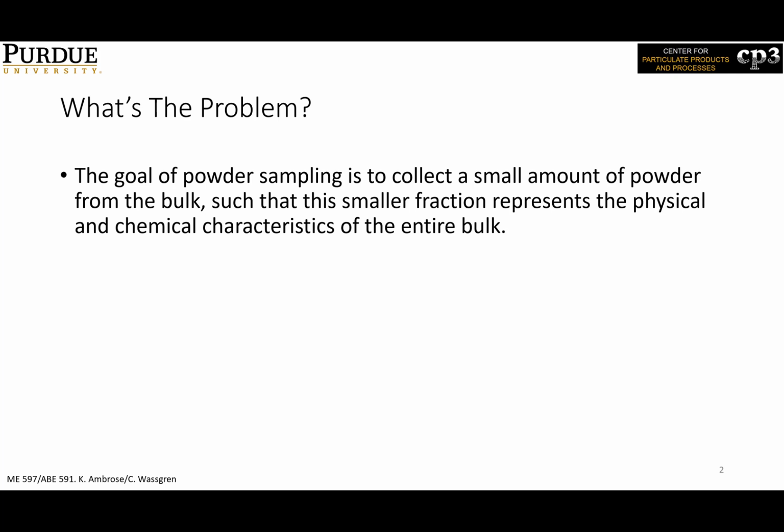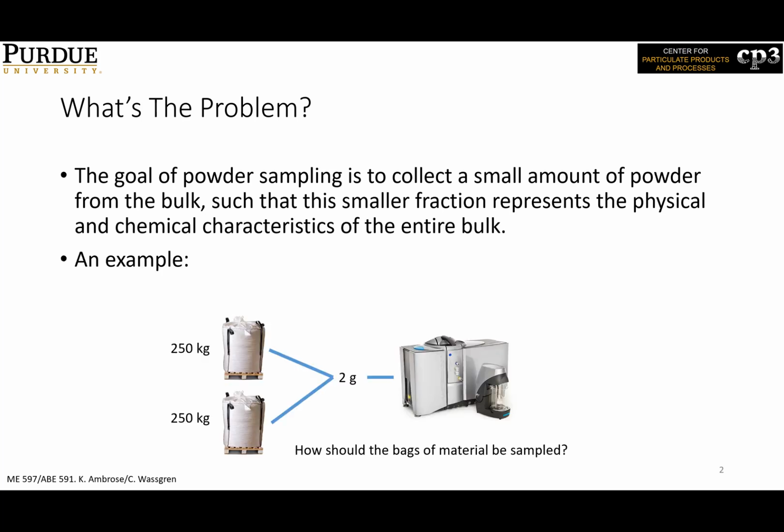So the goal of powder sampling is that the small amount that we collect from the bulk represents the physical and chemical characteristics of the entire bulk. For example, you have to measure the particle size of, say, cornstarch powders that you received in two 250 kilogram tote bags. But the particle size characterization instrument that you are going to use uses about 2 grams of sample for the analysis. So, considering this example, what will be the best strategy to sample the powders from these bags?